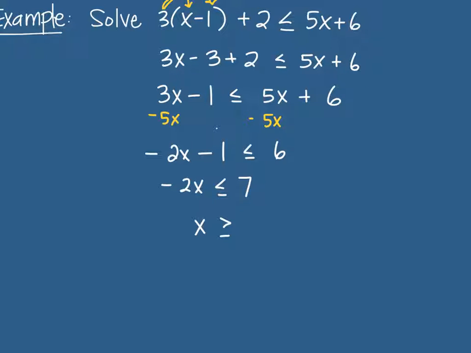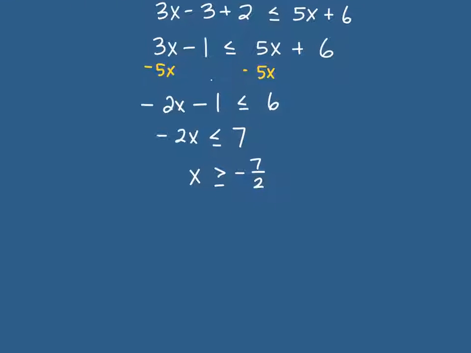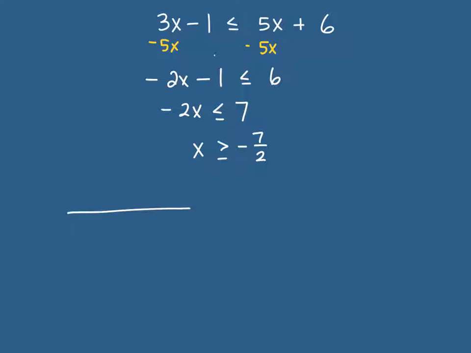So this becomes x now greater than or equal to -7/2, which is -3.5 as a decimal. So then we want to put that on our number line. All inequalities need to also be graphed. So -7 halves is -3.5.